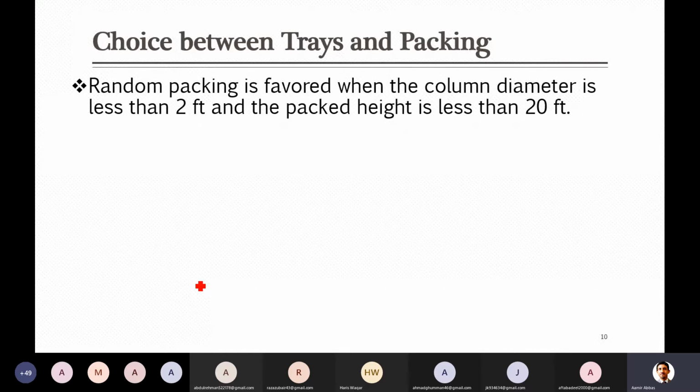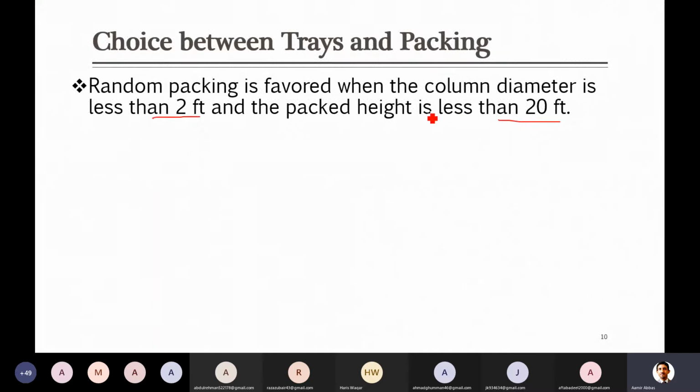So random packing is favored among the packings, which were random packing and structured packing. Random packing is favored when the column diameter is less than 2 feet and packed height is less than 20 feet. The reason is that structured packing comes in specific structures, and it will be more costly to make the structure at this very small size, like 2 feet or less than 20 feet.